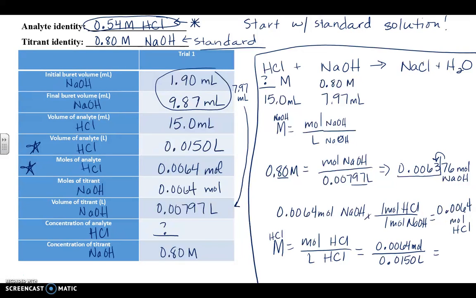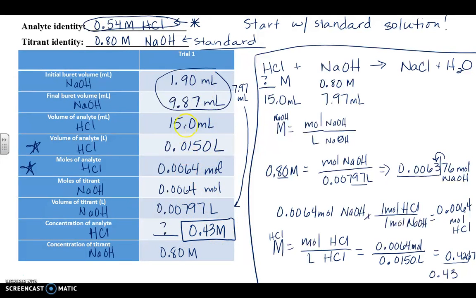All right, so now we're going to plug that in. 0.0064 divided by 0.0150, and we end up with 0.426666666667. All right, how many significant figures do I want? I have 2 here, I have 3 here, so I need 2 in my answer, so 0.43. So my concentration that I titrated it to be would be 0.43. This is my final answer right here.